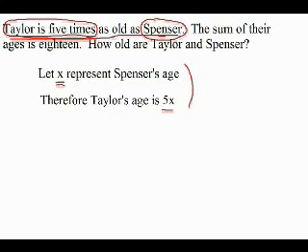Well, our next step now is to write an equation that we can solve. And we're going to use the other piece of information to write that equation. What we're told here is that the sum of their ages is 18. Sum means we add the ages together. So we take Spencer's age, which is x, and Taylor's age, which is 5x, and if we were to add those together, it would have to equal 18.